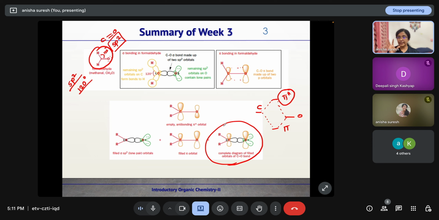That is why in the case of carbonyl, the carbon will be more reactive towards the nucleophile because of the presence of this antibonding pi orbital, which has greater contribution on the carbon atom. Okay, is it clear?